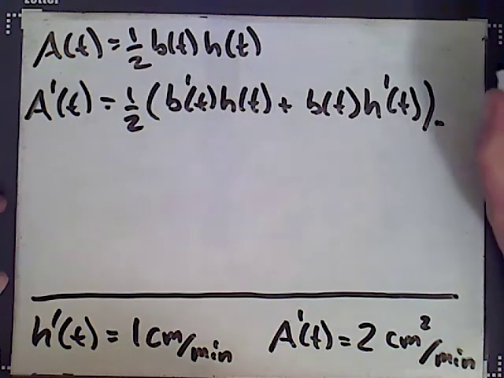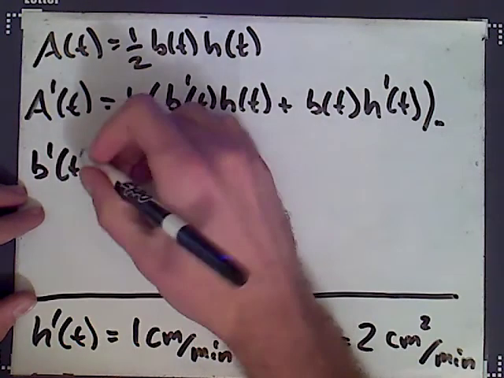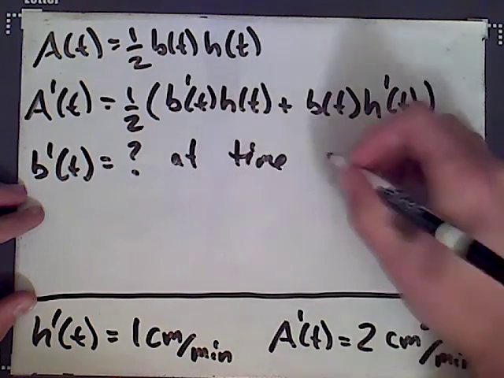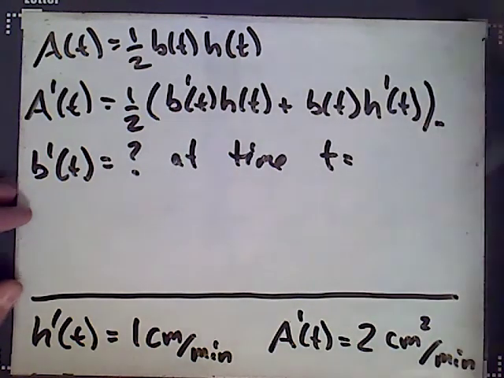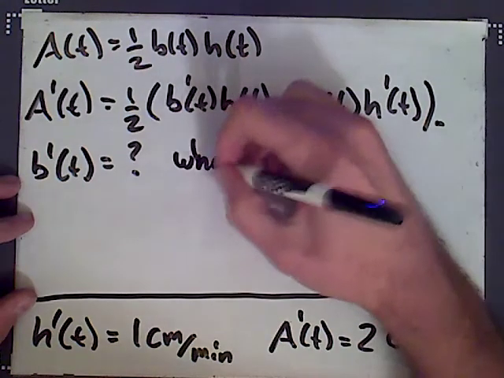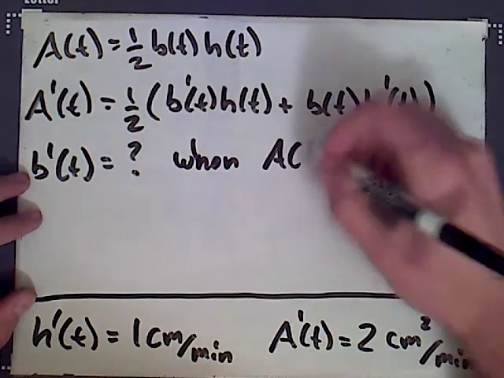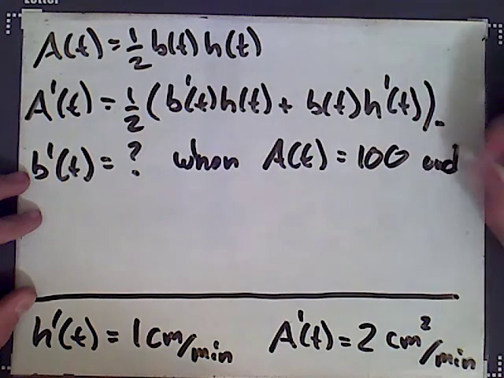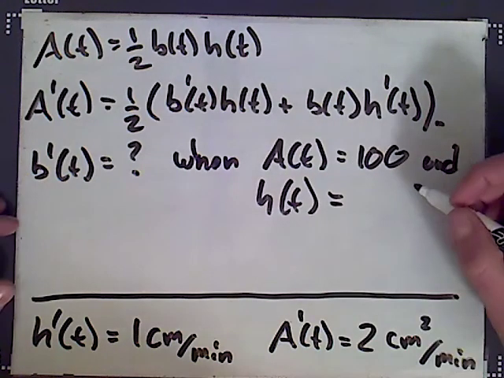We're looking for B prime of t. At the time t equals, we don't know the time actually. What are we given? We need B of t when A of t is 100 and h of t is 10.